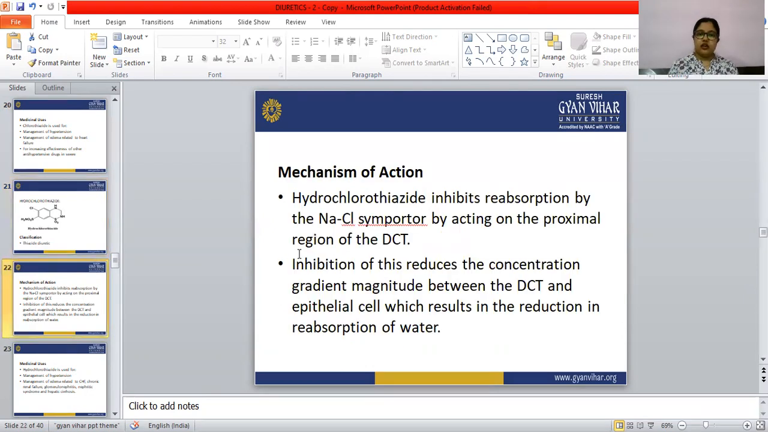Let's see the mechanism of action. Hydrochlorothiazide inhibits the reabsorption by sodium chloride importers by acting on the proximal region of the DCT, the distal convoluted tubule. Inhibition of this reduces the concentration gradient magnitude between the DCT and the epithelial cells, which results in the reduction in the reabsorption of water.